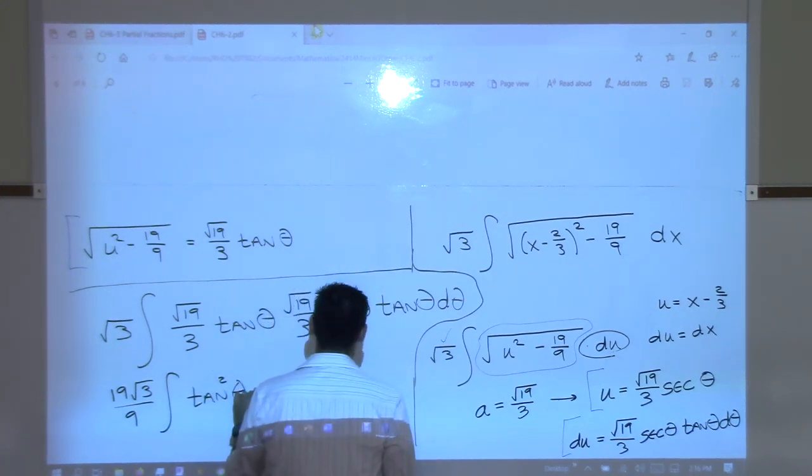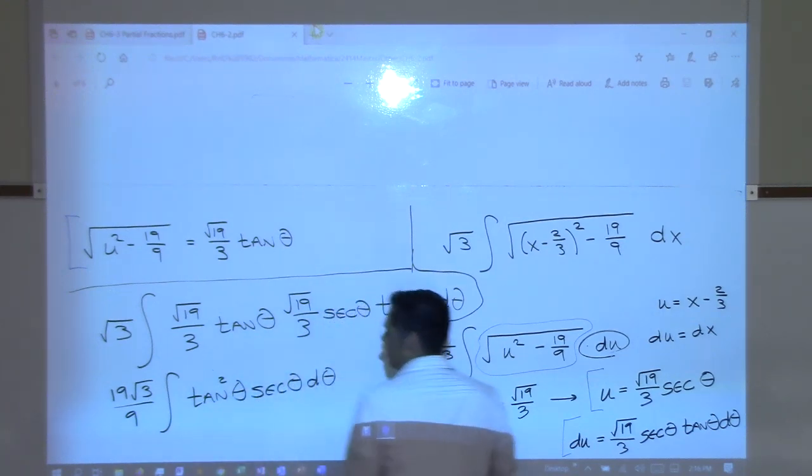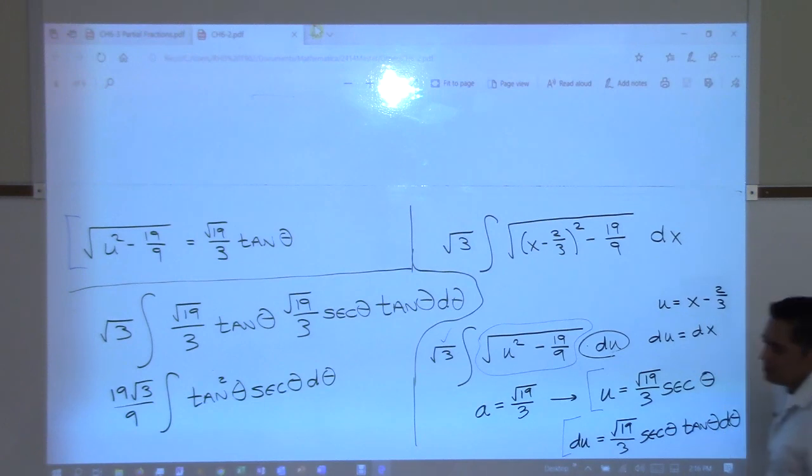times, oh, I see what's going to happen here. Secant theta d theta. Yep, I see what's going to happen here. This isn't going to be pretty. So here's the problem. Here's the issue.